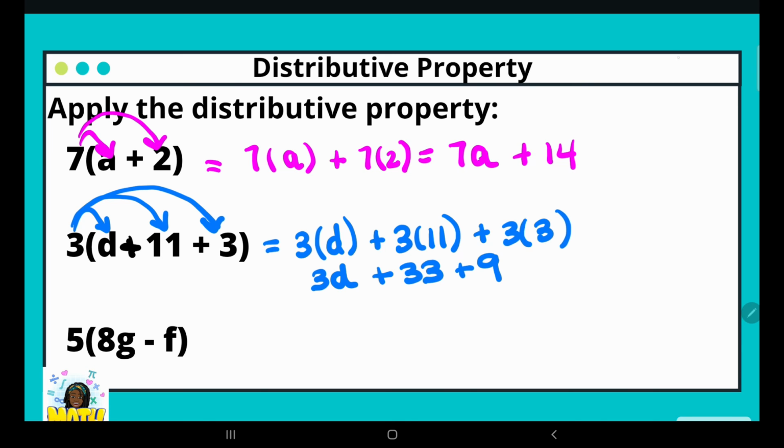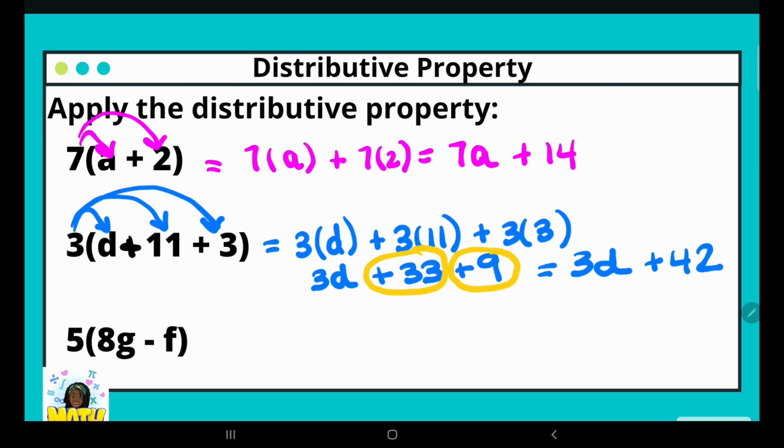Now, if you remember from earlier in this video, we talked about like terms. And like terms, constants are like terms. So I have a positive 33 and a positive 9. Those two numbers are in the same category. So what that means is that I can add them. So I'm going to finalize my answer. The 3D is going to carry over. And then 33 plus 9 is 42. So I'm going to do plus 42. And that would be my final answer.